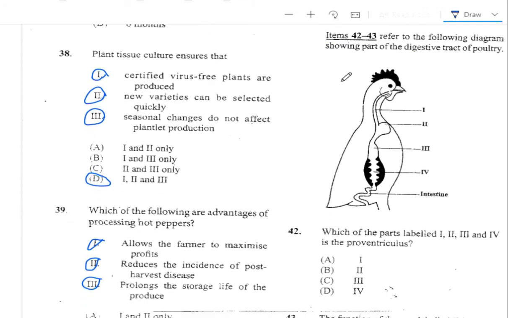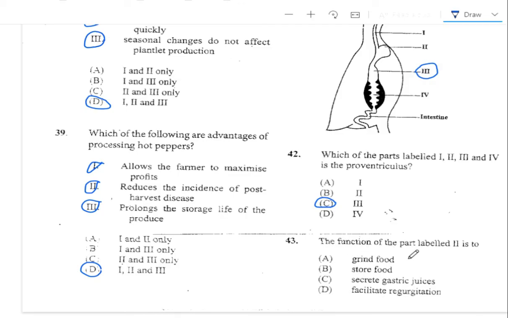Question number 42 to 43 refers to the following diagram showing parts of the digestive tract of poultry. 42. Which of the parts labeled 1, 2, 3, and 4 is the proventriculus? Alright, so here, the first part of the stomach is the proventriculus. So the answer is C. 43. The function of the part labeled 2 is to A, grind food, B, store food. Alright, so the answer is B, to store food.